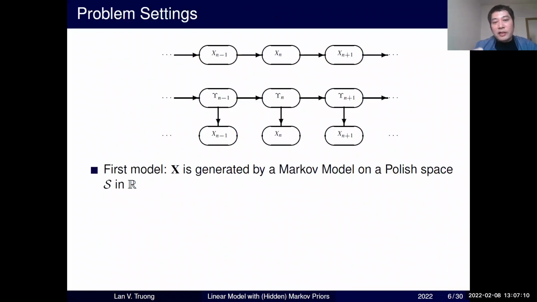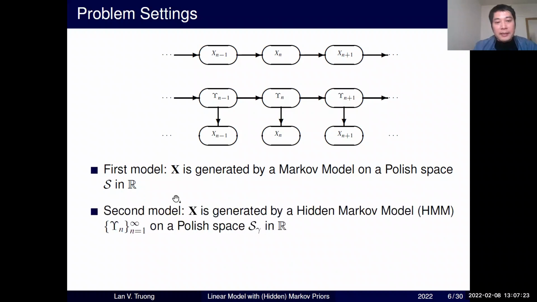More especially, we consider two models. The first model is when the vector x is generated by a Markov model on some Polish space H. We limit the Polish space to the real numbers. And the second model is when x is generated by a hidden Markov model on some Polish space, also in the real numbers. So in the first model, we assume that x1, x2, up to xn form a Markov chain.